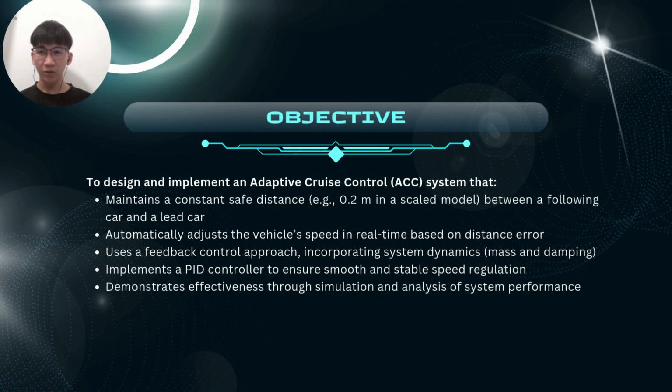Next, let's look at the objective for our project. Our main goal is to design an adaptive cruise control system that allows a small vehicle to autonomously follow a lead car, maintaining a safe 0.2 meter distance. To achieve this, we focus on 5 key areas: distance regulation, where speed adjusts based on real-time gap detection; feedback control, using sensor data to continuously fine-tune the vehicle response; dynamic modeling of the car's motion using physical parameters like mass and damping; PID control, ensuring smooth, stable speed changes without overshoot; and finally, validation through both simulation and real-world testing. Our aim is to replicate how actual ACC systems work, combining safety, accuracy, and efficiency in a scaled, cost-effective setup.